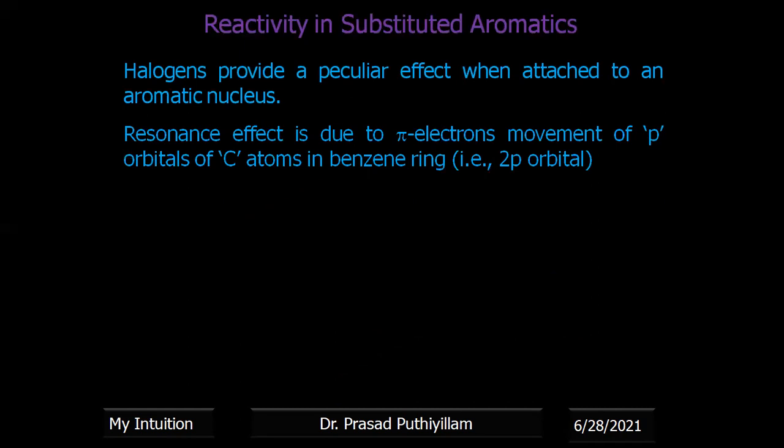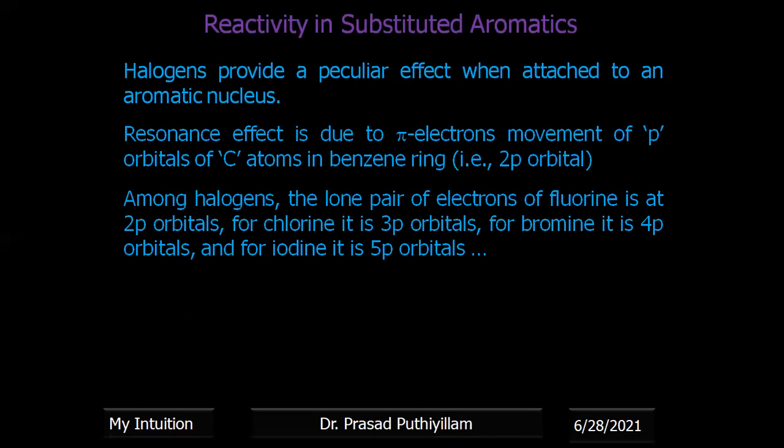The resonance effect is due to the pi electron movement of p orbitals of carbon atoms in the benzene ring, that is, 2p orbitals, which we have already seen in many examples in my previous videos. The resonance stabilization of benzene is the delocalization of pi electrons present in the p orbital. The p orbital is the dumbbell-shaped orbital, that is actually the 2p orbital of carbon. I think this statement is understood.